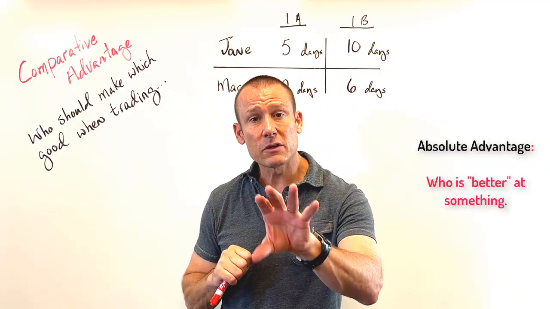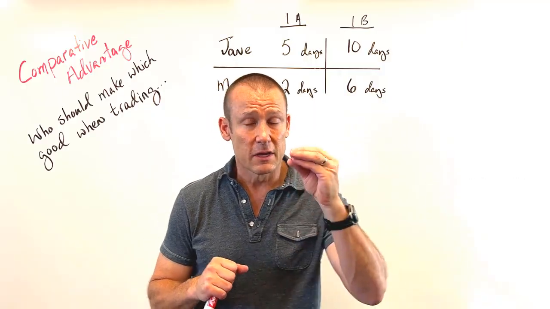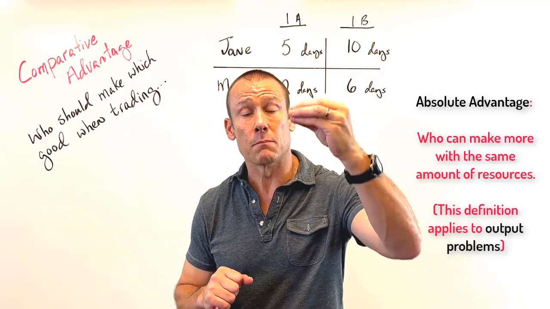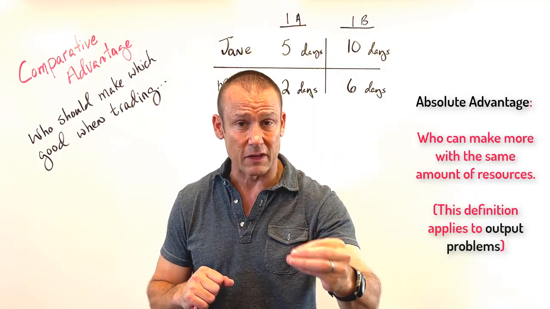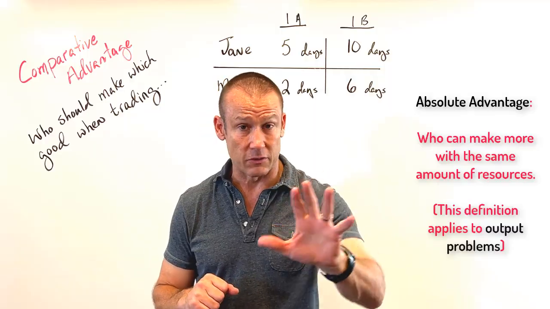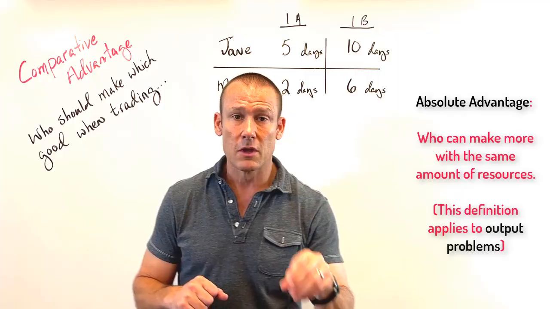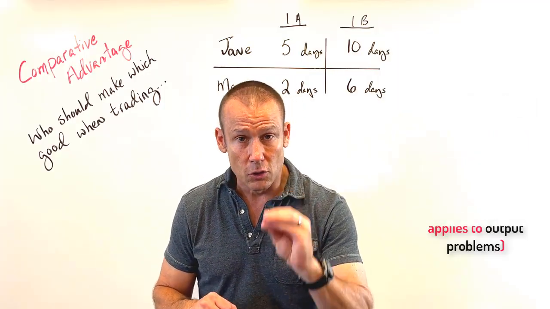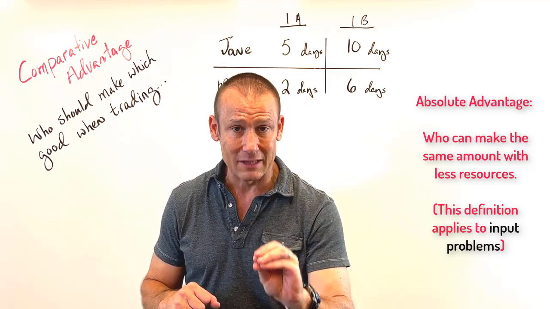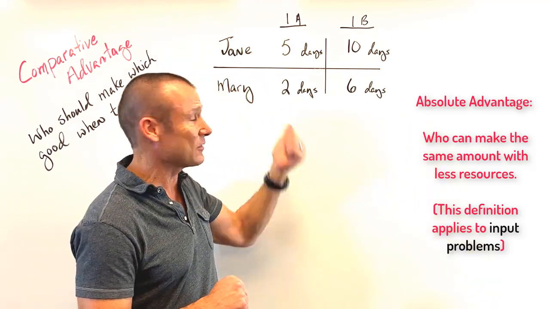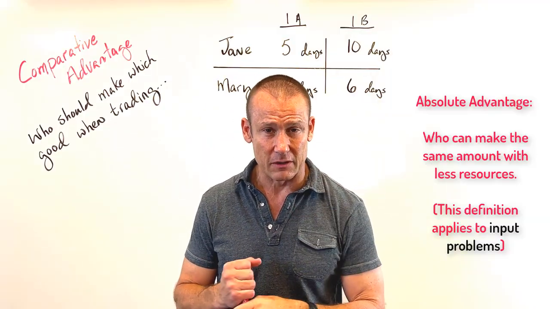Now, the way you can define absolute advantage is the following, and there's two ways to define it. You can say it's the entity that can make more of something with the same amount of resources. So the trading partner that can make more of a good with the same amount of resources, there it is, absolute advantage. They're better. And that definition applies to output problems. You can also define absolute advantage as who can make the same amount with less resources. That's an input problem. That's what this one is all about. Again, that is absolute advantage.